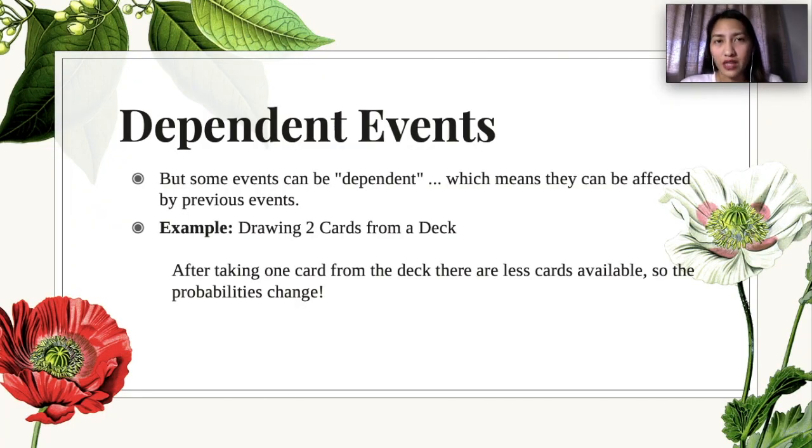Now, let's proceed to the second type of event, which is dependent events. Some events can be dependent. Ito yung kabaligtaran nung nauna, independent event. Ibig sabihin nun, may mga event na pwedeng maapektuhan ng previous events. Halimbawa, drawing 2 cards from a deck. So, isa lang deck yung pagkukuhanan mo ng cards. So, kapag halimbawa, kumuha ka ng isang card sa isang deck, then, there are less cards na available. So, yung probability of getting that particular card on your second try changes. So, ang tawag doon ay dependent event.